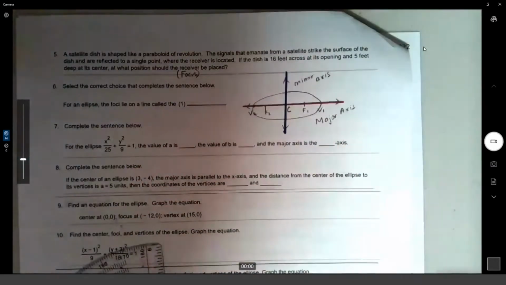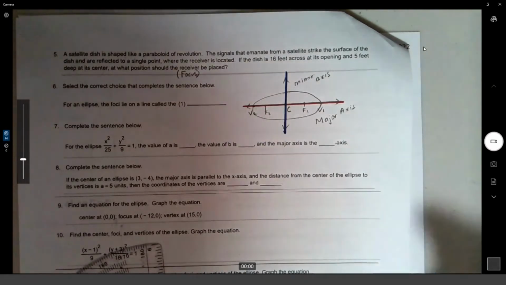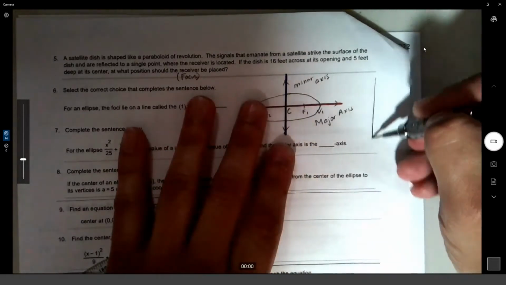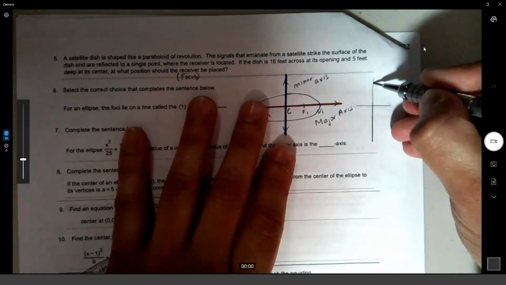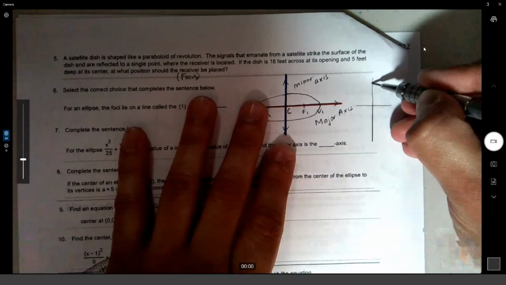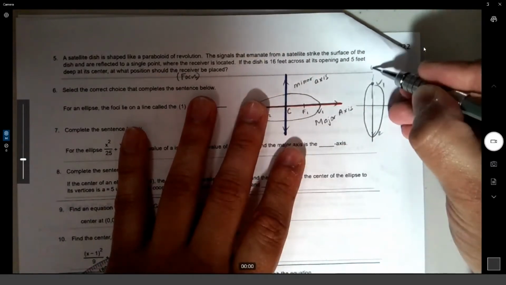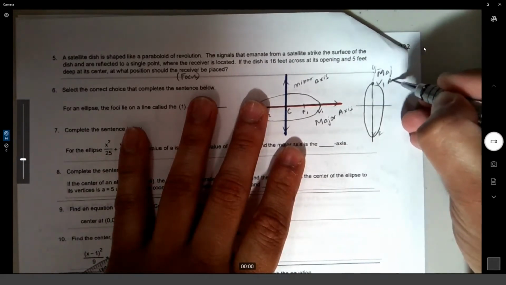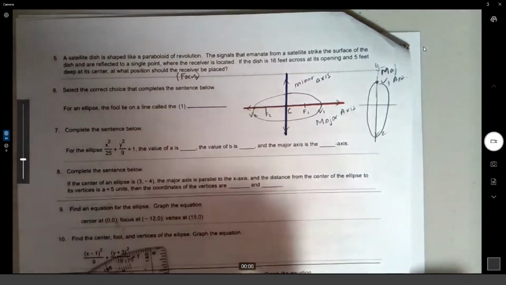So if your foci and your vertices were on the y-axis, would the answer be the minor axis? No, it will always be the major axis. The line that contains the foci, center, and vertices will always be labeled the major axis. So what you're referring to is an ellipse that looks like this. In that case, the y-axis is the major axis. Got it? Okay. Yes, sir.